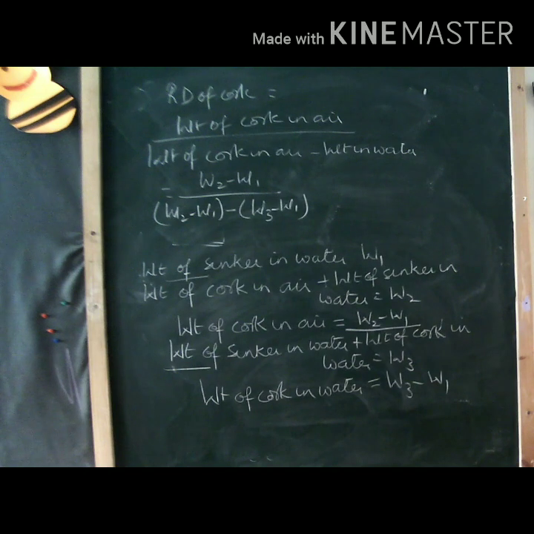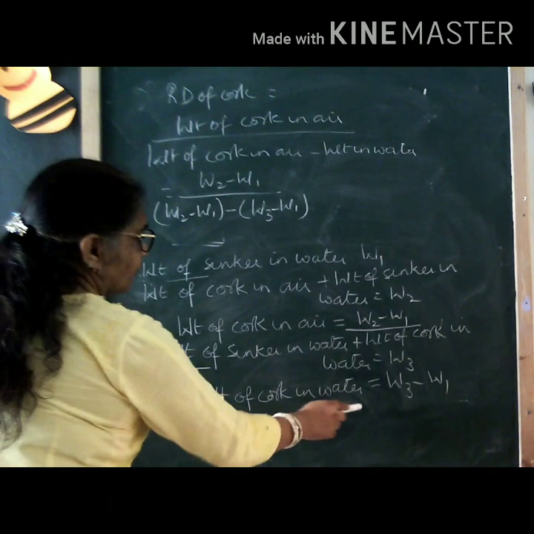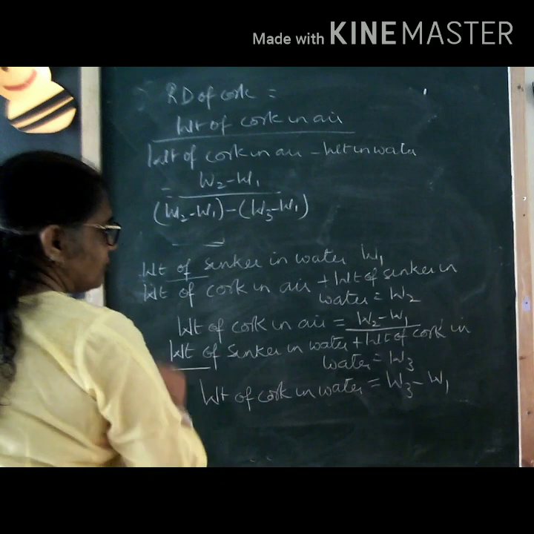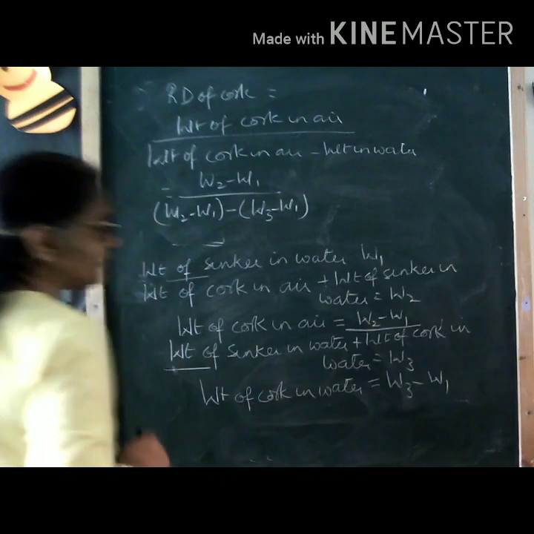Then we tied the cork with the sinker and we got the weight of sinker in water plus weight of cork in water, W3. So the weight of cork in water was the subtraction of these two, and I get W3 minus W1.